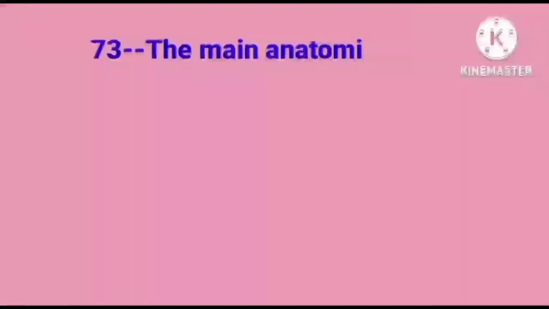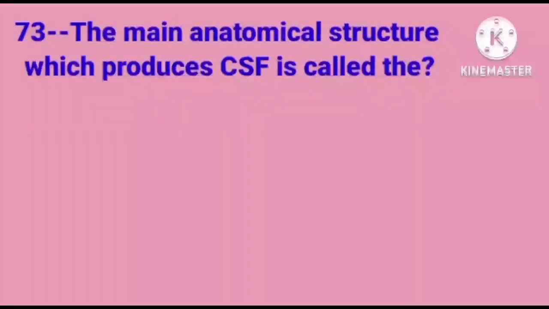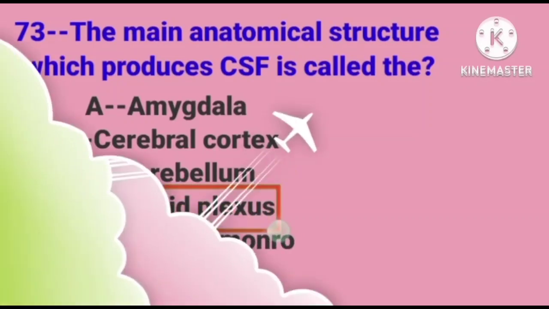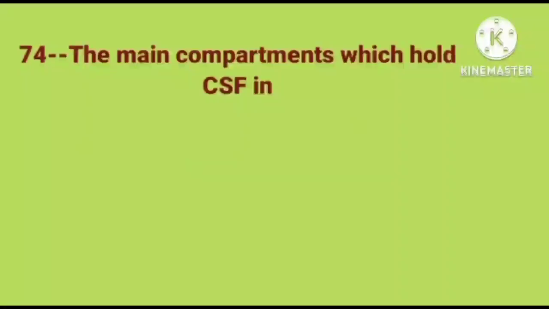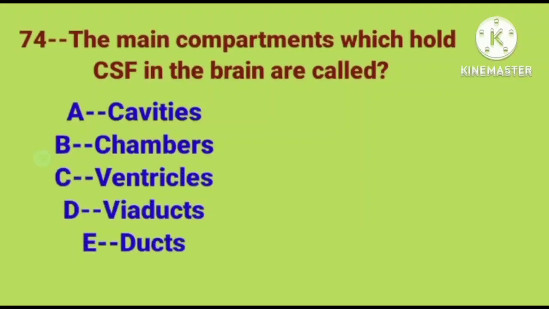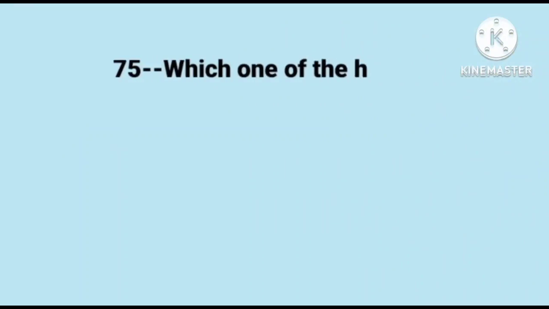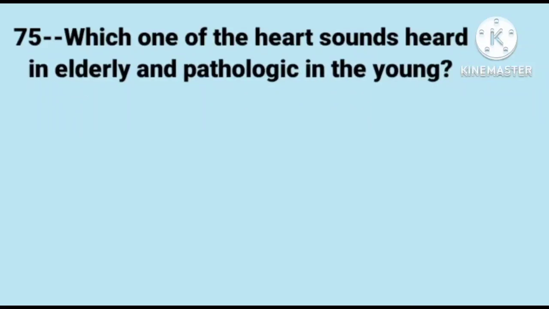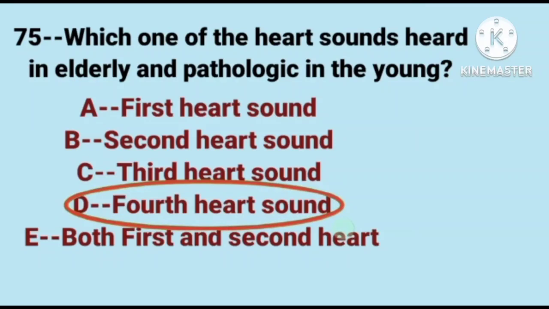Question number 73. The main anatomical structure which produces CSF is called the. Correct answer is option D, choroid plexus. Question number 74. The main compartments which hold CSF in the brain are called. Correct answer is option C, ventricles. Question number 75. Which one of the heart sounds is heard in elderly and pathologic in the young? Correct answer is option D, fourth heart sound.